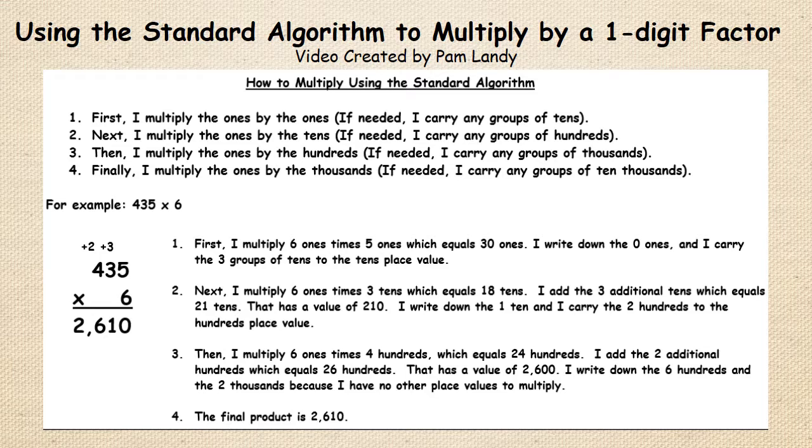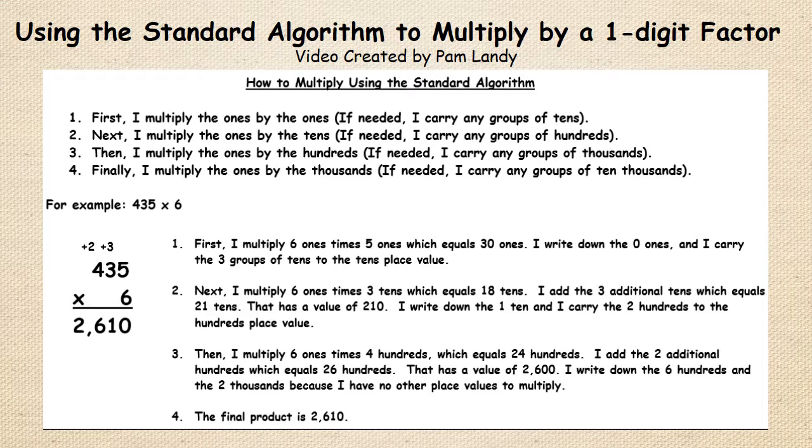Step 3. Then, I multiply the ones by the hundreds. If needed, I carry any groups of thousands. Step 4. Finally, I multiply the ones by the thousands. If needed, I carry any groups of 10,000s. You can see I included an example below on this helping chart. So let's go over it.